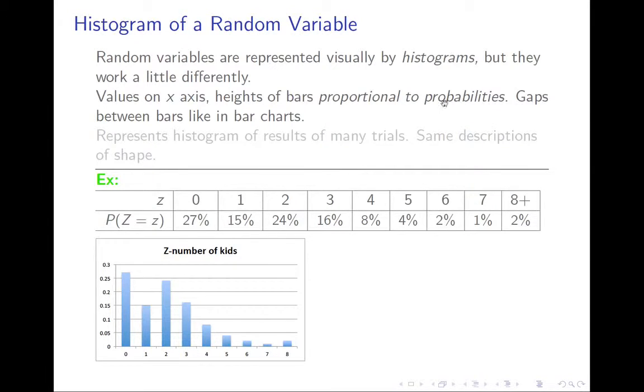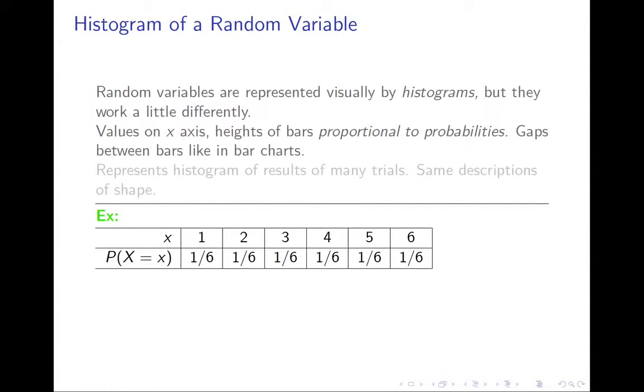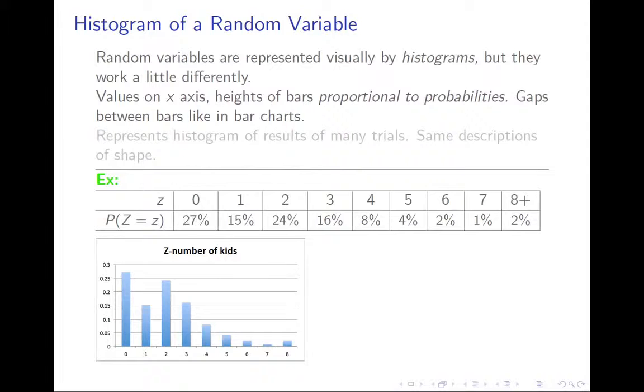I would not call that bump at 8 a third mode, because it's very small and because it's probably an artifact of, notice, we combined everything from 8 and higher into one category because they start to get really tiny probabilities. So that bump is probably an artifact of clumping things together. But once again, the bar above 0 is at height 0.27 and so forth.